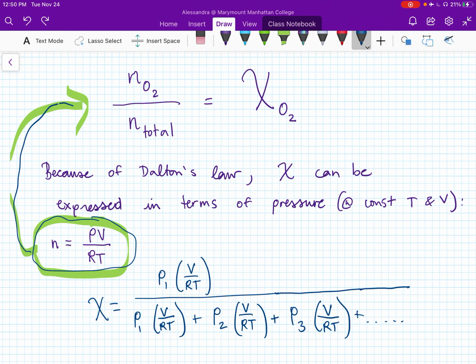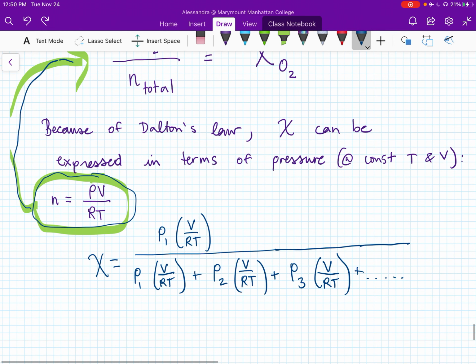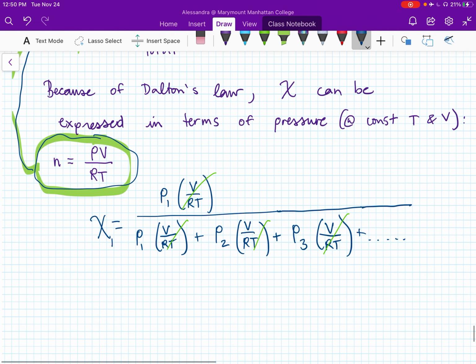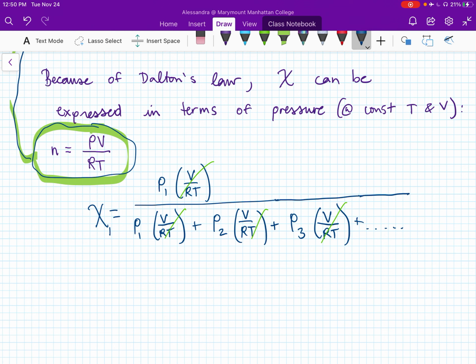So now you may notice that you can cancel the V over RT because it's in all of the terms. And I should put a subscript here. This would pertain to the mole fraction of component 1, whatever that is, because that's what I stuck in the numerator. So if I cancel all of the V's over RT's, which I can do at constant volume and temperature, this simplifies to the mole fraction of component 1 being equal to the partial pressure of component 1 over the total pressure, because the total pressure is going to be the sum of the partial pressures of each individual component in the mixture.